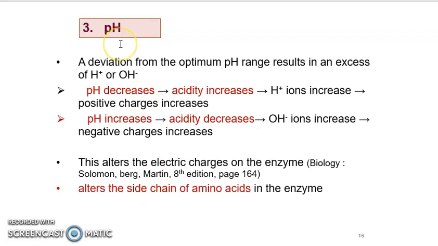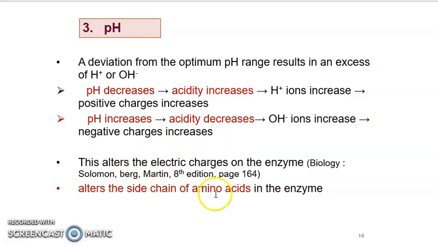So means that as a conclusion, different enzyme has their own optimum pH. Okay, and then a deviation from optimum pH range results in an excess hydrogen ion or hydroxyl ion. So when pH decrease, the acidity will be increased. So bila acidity increase, hydrogen ion also will be increased. So what is the consequence? Positive charge increase. Tapi berbeza dengan if pH increase, acidity will be decreased. Okay, so hydroxyl ions increase and then negative charge increase.